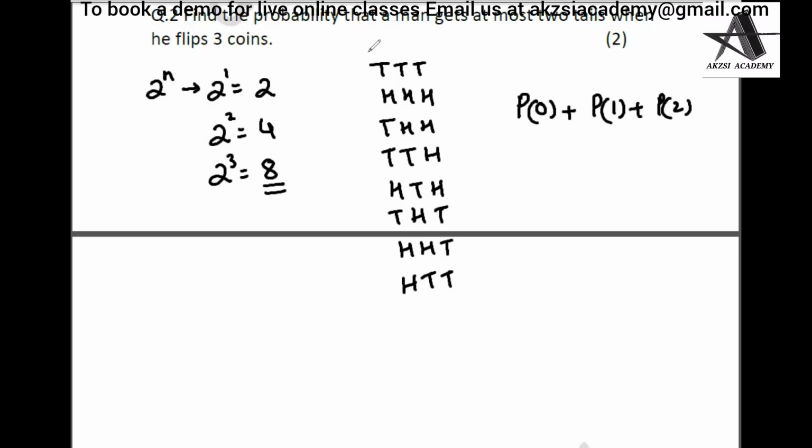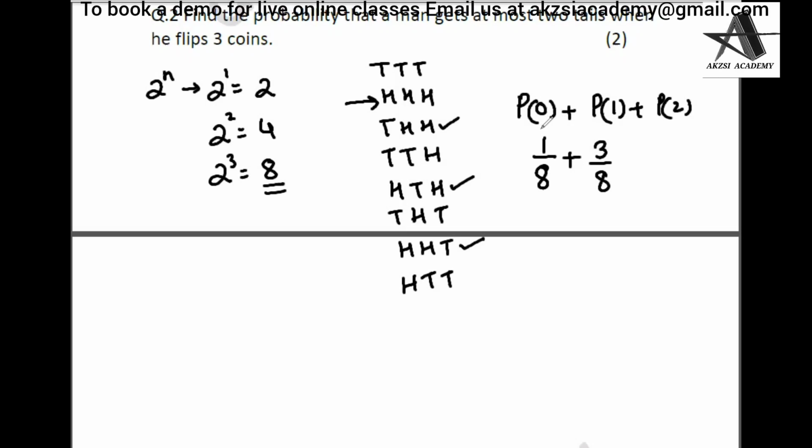0 tails is the only one where he gets no tail, that is heads, heads, heads. This is 1/8, plus probability when you will get one tail. What are the outcomes here where you can find only one tail? 1, 2, 3. So 3/8. I'm just finding probabilities individually to get the values. If it's like at least, at max, at most, you have to find the probabilities individually.